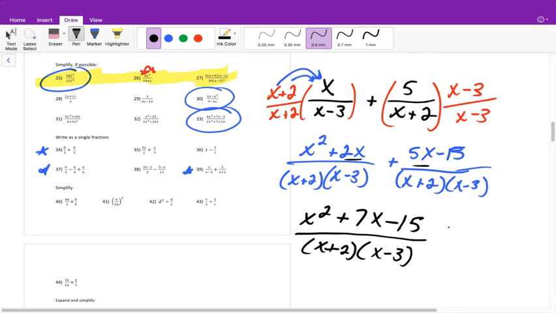And then you need to see, can this factor? If it can, you need to factor and reduce and cancel out any of your like factors. If it can't, then that is it. All right, let's move on to the next type.